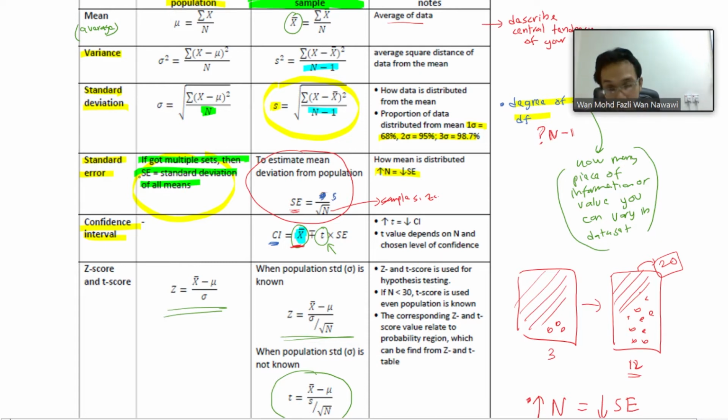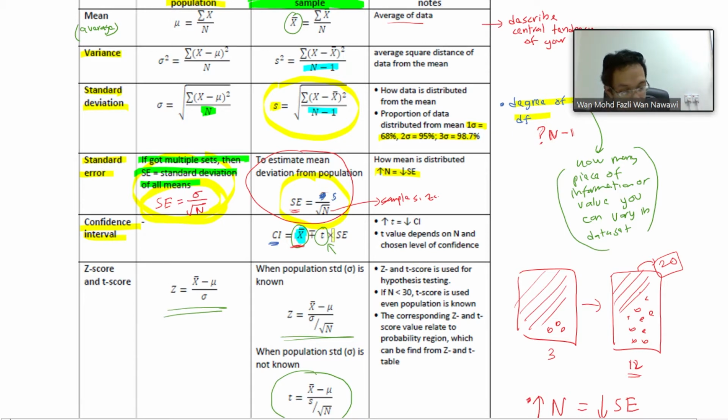Here, for example, standard error, you can still find it for the population. You just say SE equals sigma over square root n. So you can still calculate the standard error for the population, and you can still find the standard error for the sample. The standard error that you find for your sample is basically the estimate, because you want to estimate the population standard error. So that's the difference. The standard error in the population is the real standard error.